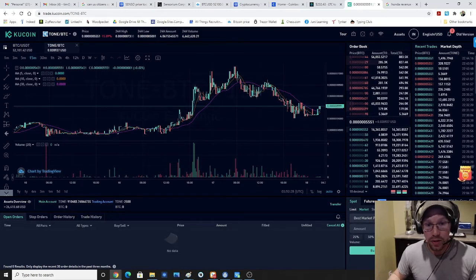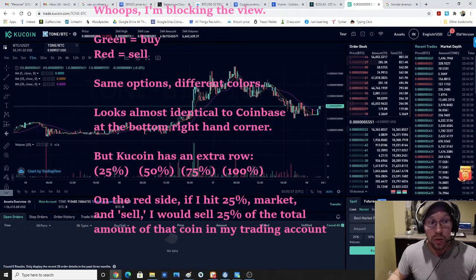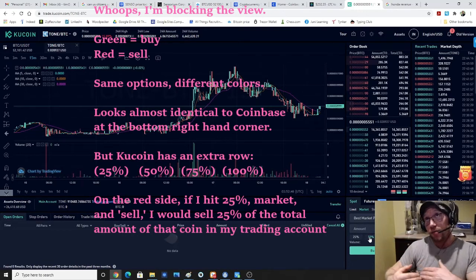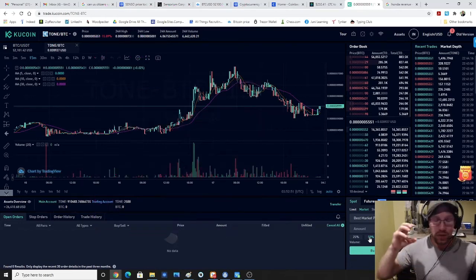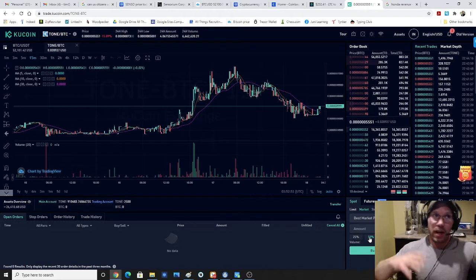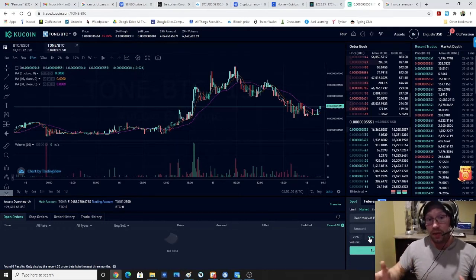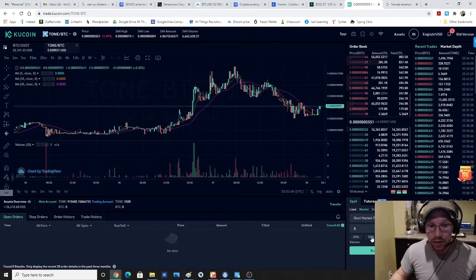The reason why this is so convenient is because sometimes you have 0.03156 Bitcoin here, and you want to buy half of what you can buy with. Imagine you have a certain amount of Bitcoin, like 0.035, and you want to use half of that money to buy one coin and half of it to buy the other. Well, you don't have to sit there and do division on a calculator. You can just hit 50% buy and then hit buy.